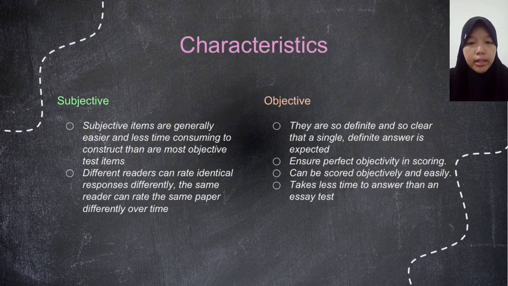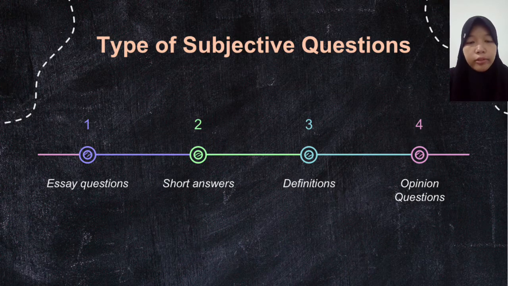So here are examples of subjective questions we can find: essay questions, short answers, definitions, scenario questions, and opinion questions. See that this type of question requires long answers. Like in essay questions, the students will write their answers in paragraphs, and short answers need to be answered with short sentences. And in opinion questions, the students need to write their own words or opinion to answer these questions.